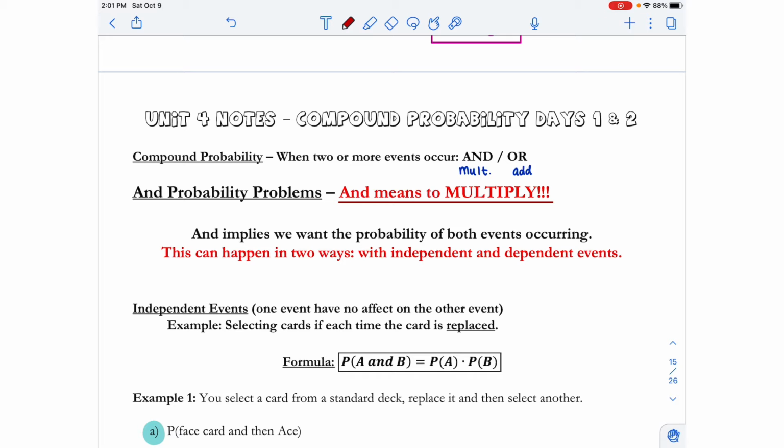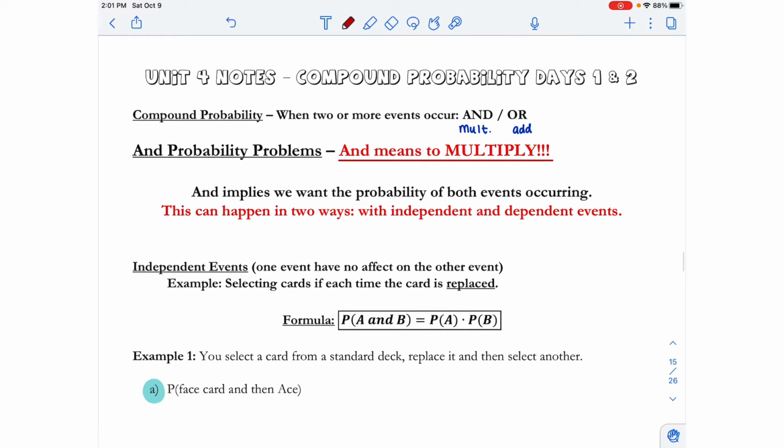And then this can happen in two ways, either with independent events or dependent events. So let's talk about the difference. An independent event is when one event is going to have no effect on the other event. This could look like if I flip a coin and then roll a die. Obviously, flipping the coin has nothing to do with rolling the die. But another situation, which we're going to talk about a little bit more in depth, is selecting cards. If I select a card, the probability of getting a certain one will not be affected if I then replace it and do it again. So this is with replacement, we call it, okay?